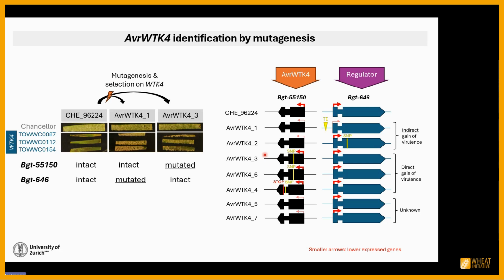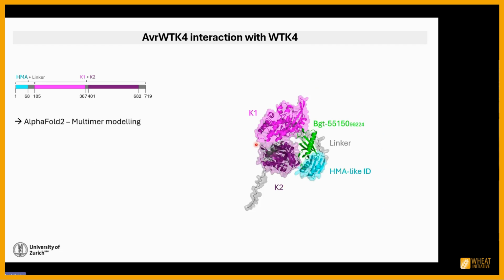So we are still in the process of functional validation, but I think that the mutagenesis and genetic mapping both give very strong evidence that this is the AVR. And the multimer modeling of the WTK4 tandem kinase protein together with this candidate from powdery mildew predicts that there is a strong interaction between the 2, and mostly between the avirulence gene and the HMA. So that would be very similar to the NLR interaction with these rice proteins.